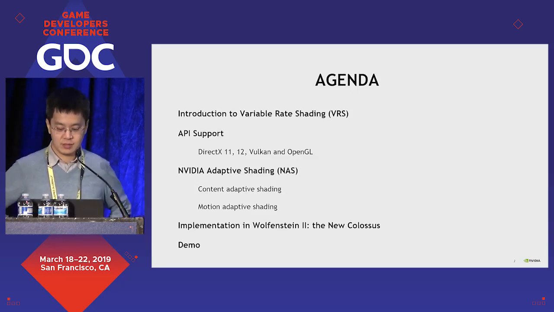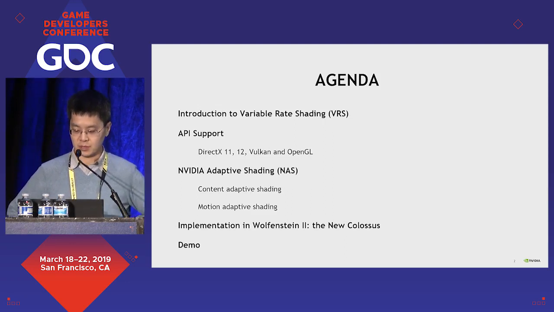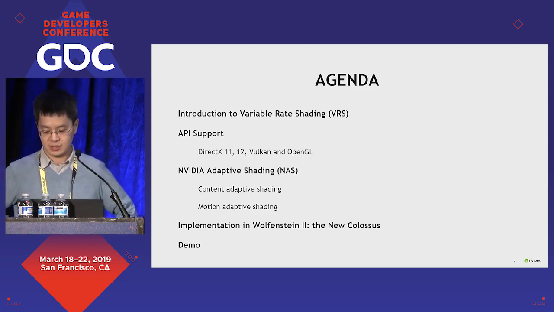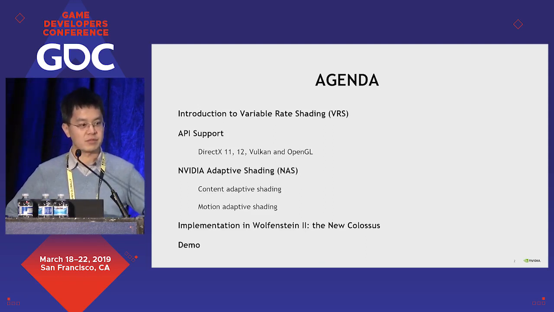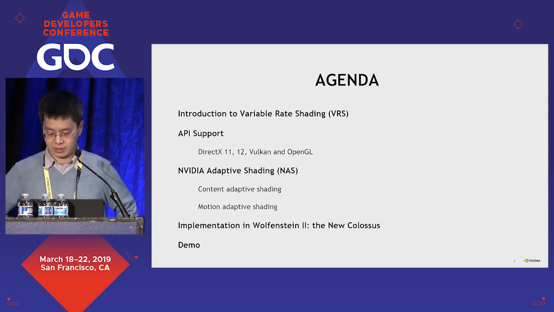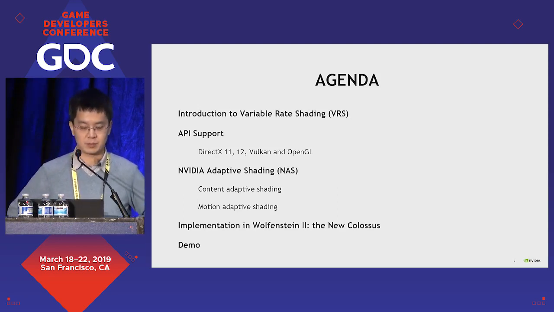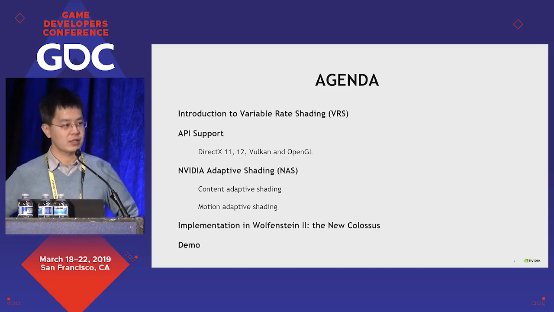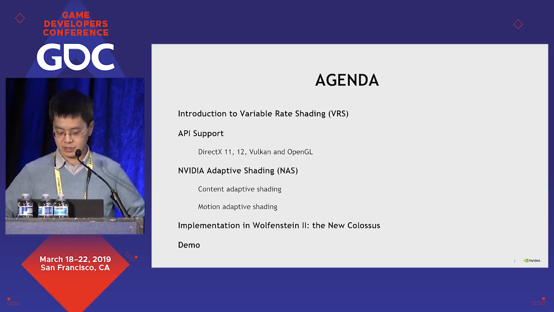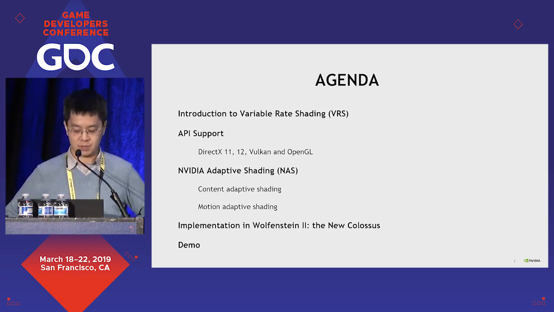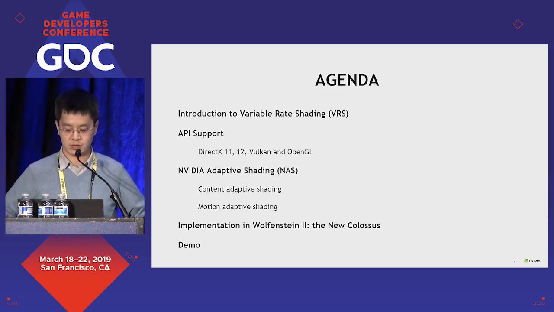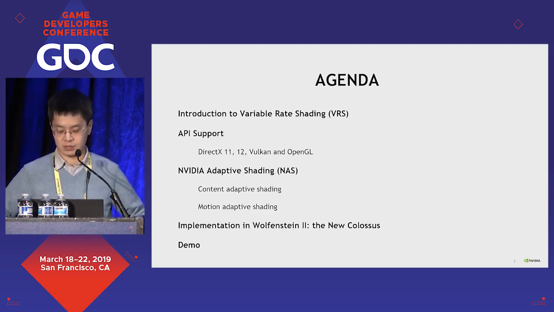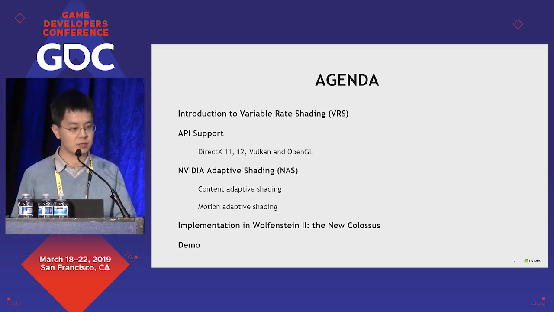So here's the agenda. First, I'll give a brief intro to variable rate shading. Then I'll talk about how it can be used in common APIs, and also the similarities and differences between the different APIs. And then I'll cover the intuition and some details about the NVIDIA adaptive shading technique, which includes two components, content adaptive shading and motion adaptive shading. I'll talk about how NVIDIA adaptive shading was implemented in the game Wolfenstein 2, and also some lessons we learned. And at the end of the talk, we'll give a demo of the game to show the technique in action.